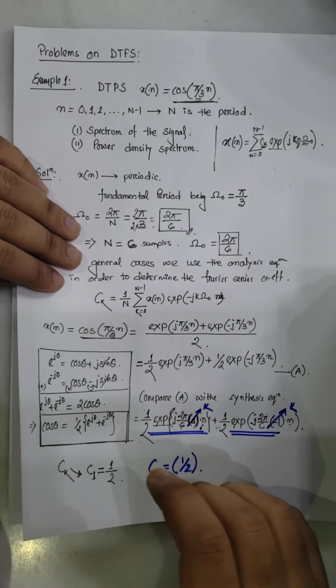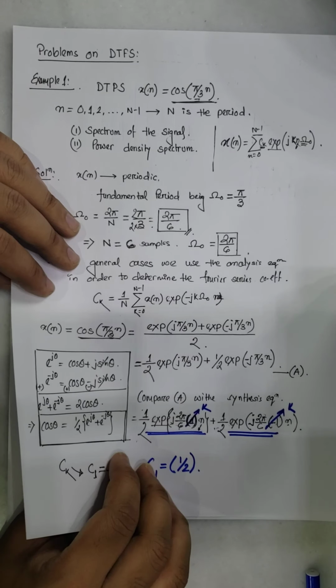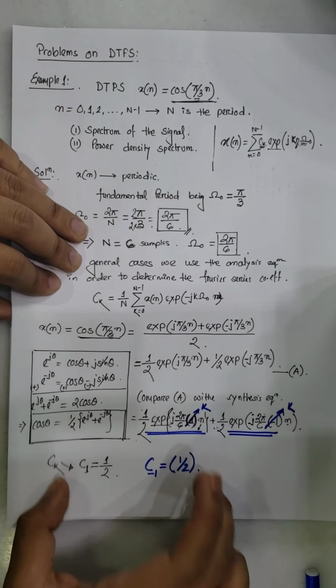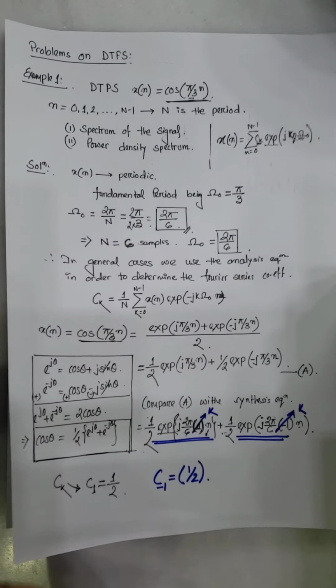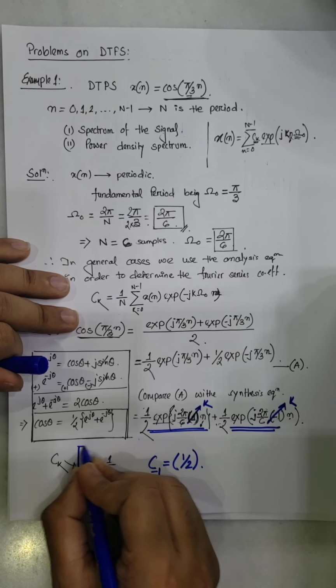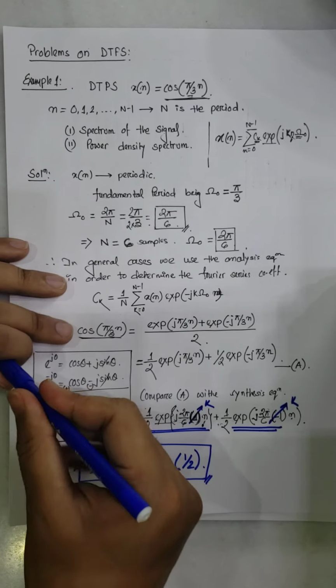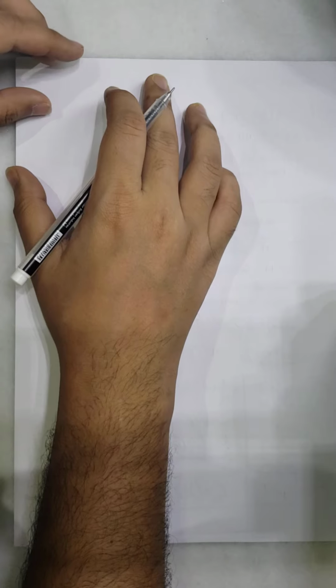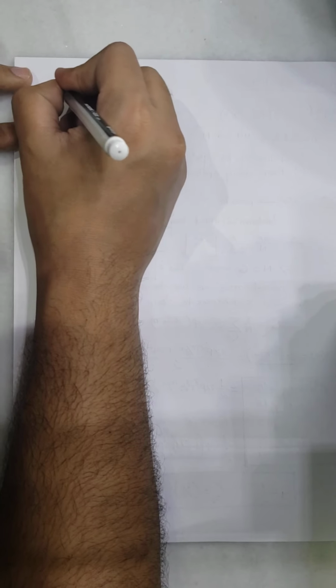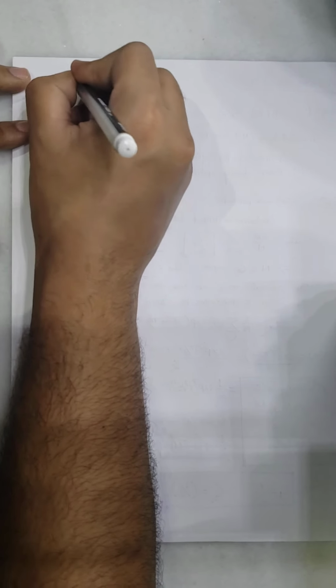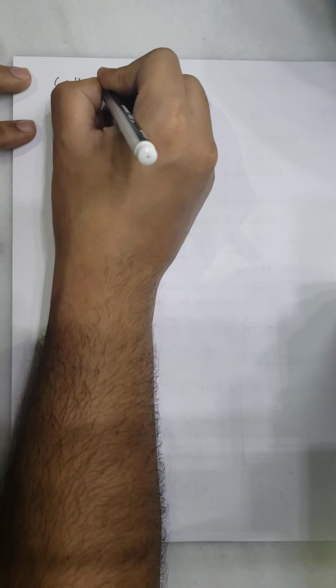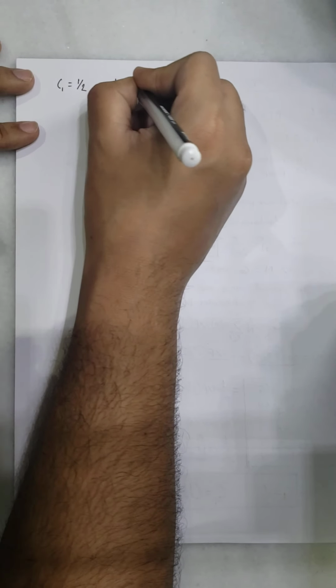Now let us plot the spectrum of these coefficients that we have found out. These are the Fourier series coefficients using which we can plot the spectrum. Now from the previous part we have found out C of 1 to be equal to half and C of negative 1 to be equal to half as well.